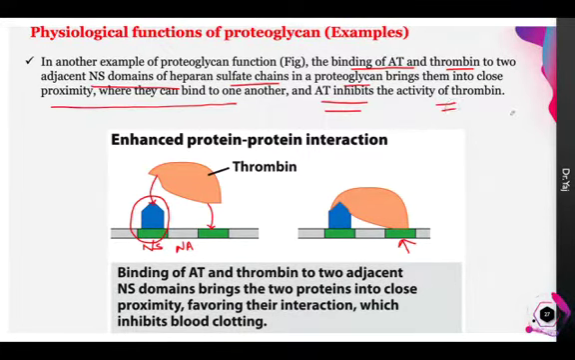Thrombin, for your information, is a procoagulant clotting factor. That means it initiates the formation of clot. By binding to antithrombin and to the second domain of heparan sulfate, or more specifically the second NS domain of heparan sulfate, the clotting activity of thrombin is inhibited, and therefore it prevents the formation of a blood clot.